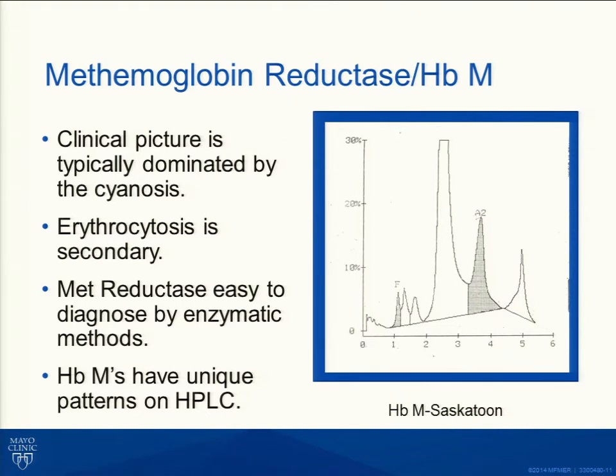The methemoglobin reductase deficiency, cytochrome B5 reductase, we usually can confirm this diagnosis by enzymatic methods. And the M hemoglobins are usually not too hard to identify on routine methods because they have these unique patterns on HPLC. For example, here's hemoglobin M Saskatoon, giving this very abnormal HPLC with a very high A2 and this other peak here. Every example of hemoglobin M Saskatoon looks very much like this.